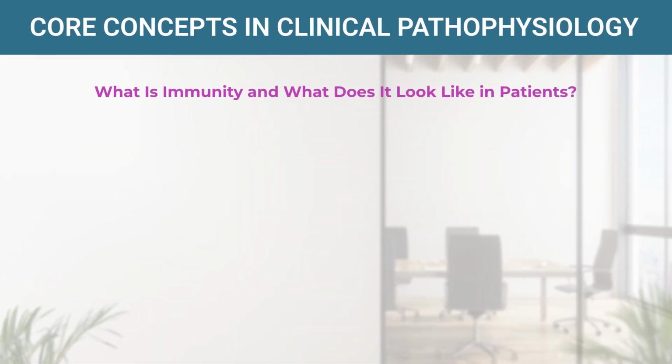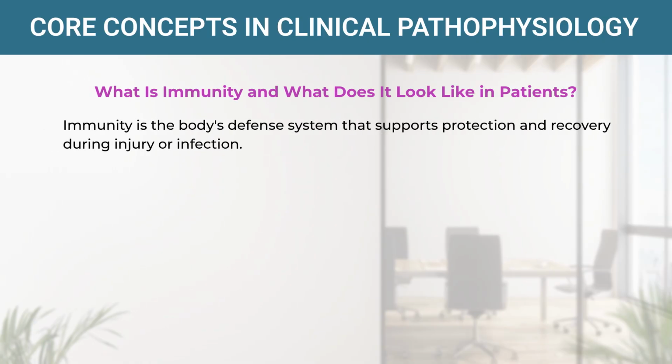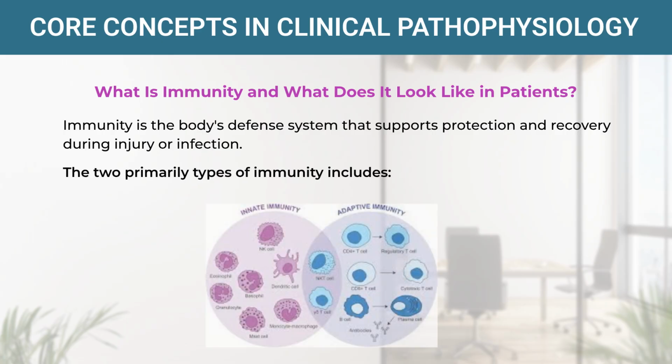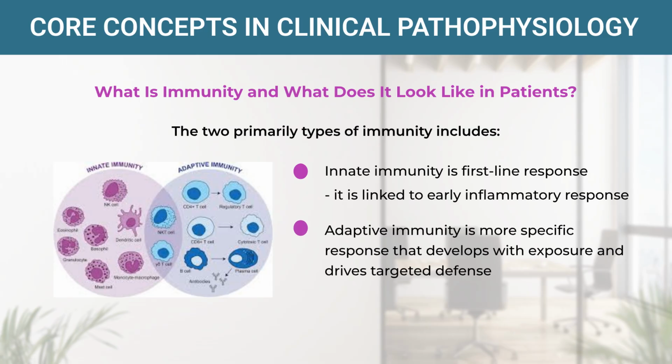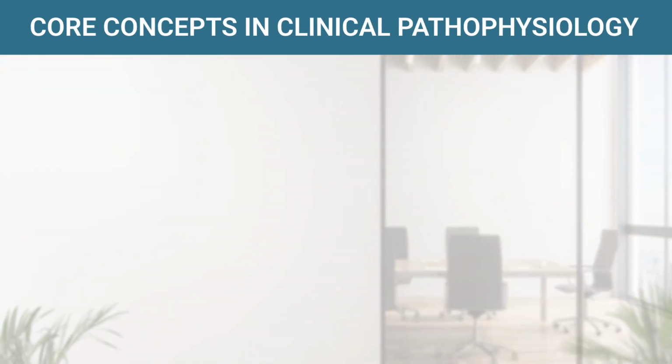Now, what is immunity and what does it look like in patients? Immunity is the body's defense system that supports protection and recovery during injury or infection. The two primary types of immunity are innate immunity and adaptive immunity. Innate immunity is the first-line response. This is linked to the early inflammatory response, while adaptive immunity is a more specific response that develops with exposure and drives targeted defense.